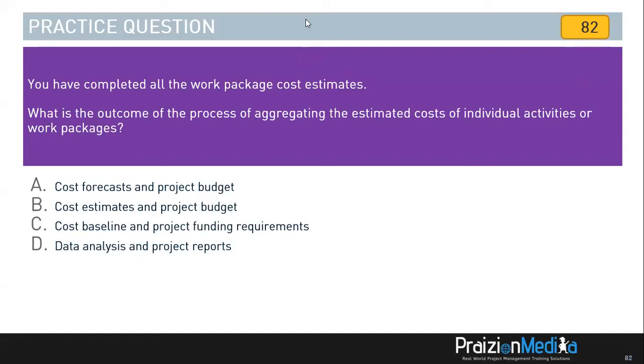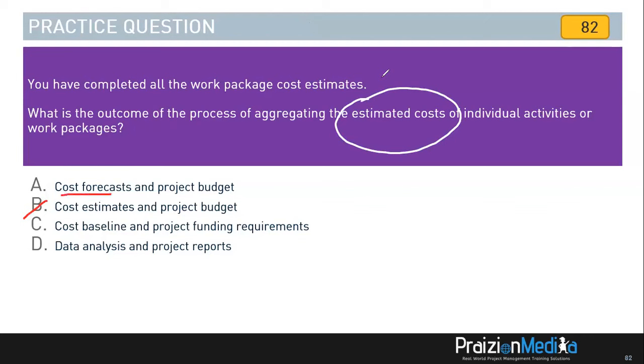All right, do hit the pause button for more time. So this could easily be guessed, even if you didn't know what the answer is straight up. But straight up, you should know the answer. The outcome of aggregating the estimated cost, which means the costs are estimated. So it can't be cost estimates, right? Because the costs are estimated.